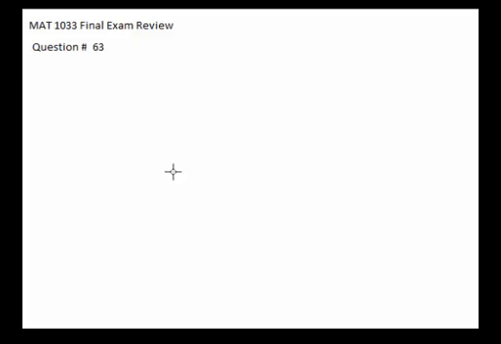MAT1033 Final Exam Review Question 63. I'm supposed to rationalize the denominator, and I have 6 over the square root of 2. Rationalizing the denominator means that we're going to multiply top and bottom of the fraction by a value that would give us a perfect square in the bottom so that we can find that square root.